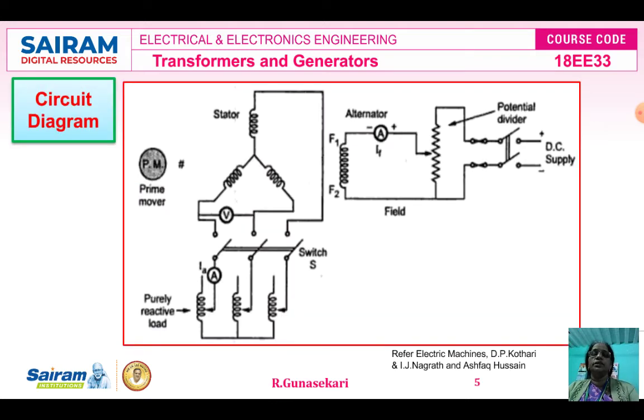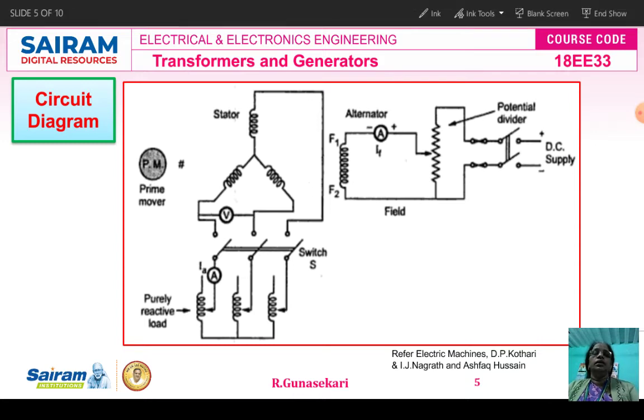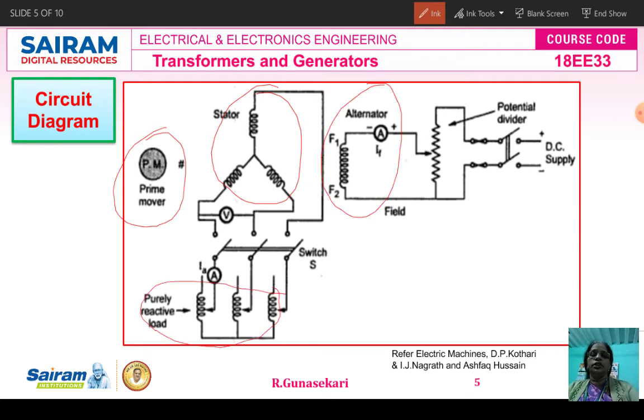Now you see the circuit diagram of the zero power factor method. The circuit consists of a prime mover. This is the stator of the alternator. This is the rotor of the alternator. This is the reactive load, that is, the pure reactive load. This is the field rheostat of the alternator. This is the DPST switch. This is the DPST switch.